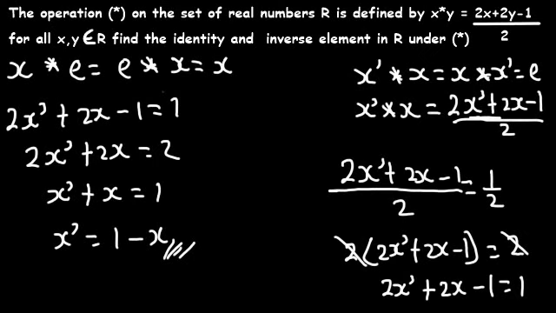And that's how to easily find the identity and inverse element of any given binary operation. Before we end the video, let's consider one last example. On to example number 4.